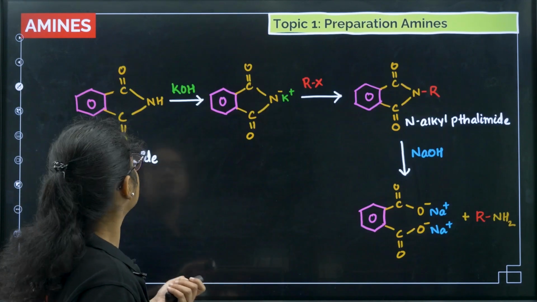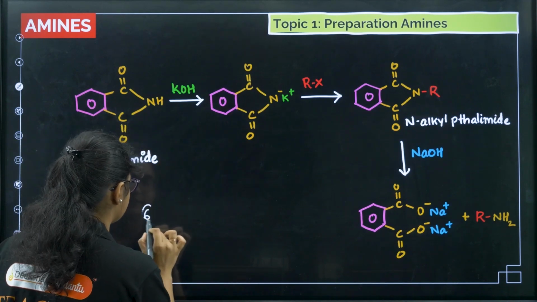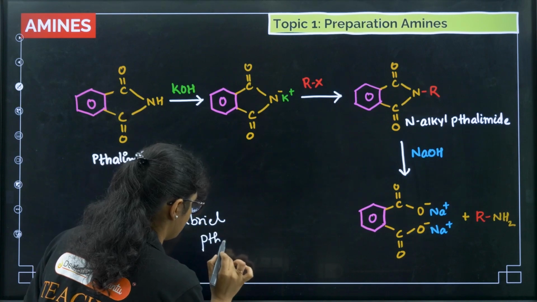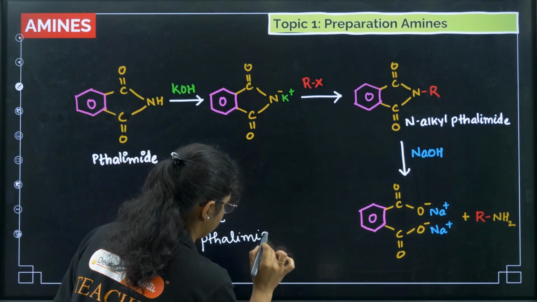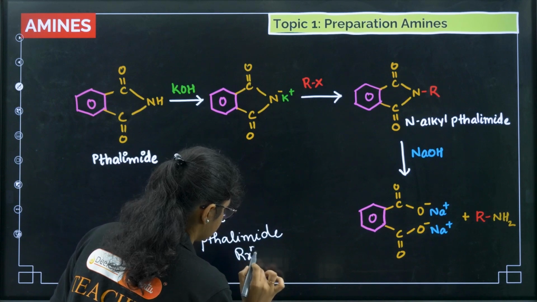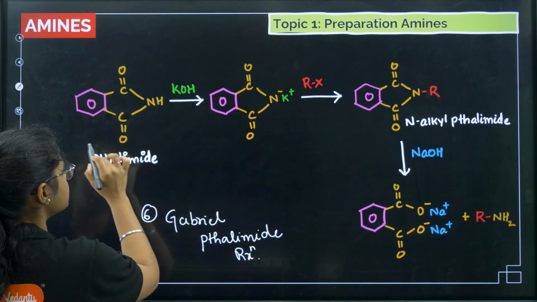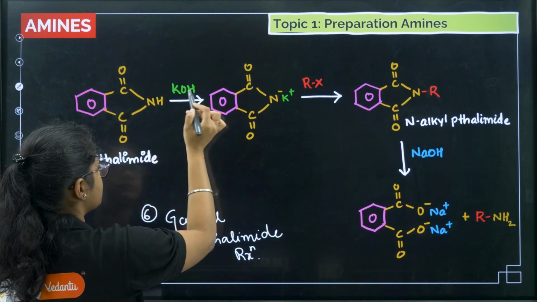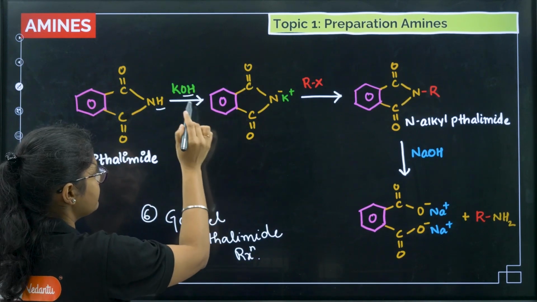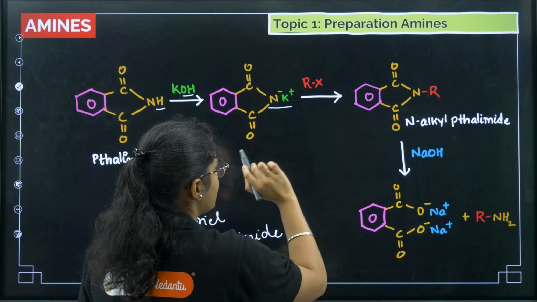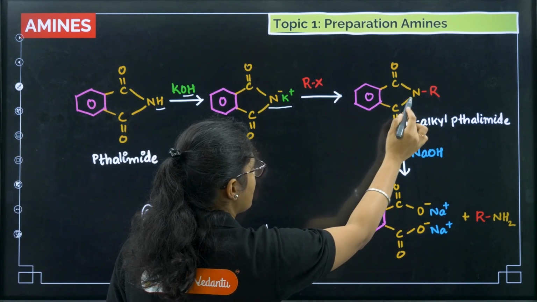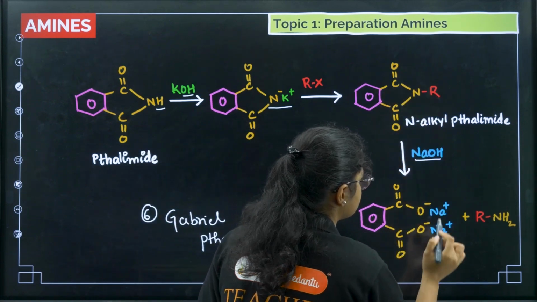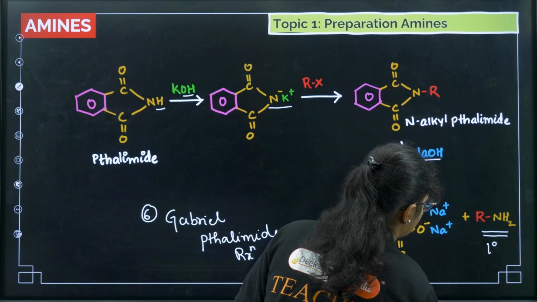Okay, next coming to the sixth method, that is Gabriel phthalimide synthesis. This is a name reaction. Here this compound is called phthalimide. Now if you treat it with KOH, the H+ and OH- are removed and N- and K+ is formed. Then if you treat it with RX, then N-R is formed. After that, if you treat it with NaOH, you get NH2 to give you a primary amine.